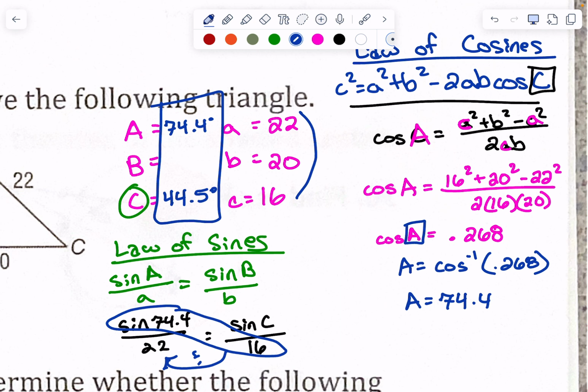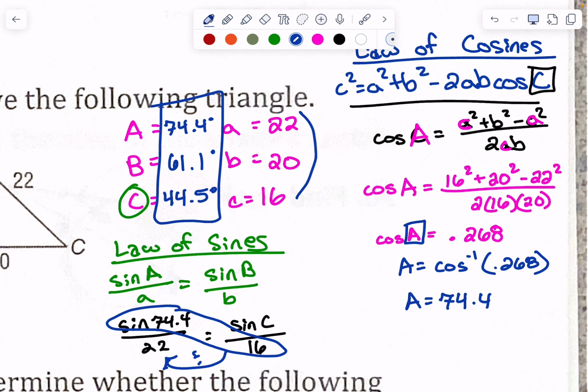So I need to do sine 74.4, close parentheses, times 16 divided by 22. Then you go second sine of that. I got the answer. Okay, 0.999. I told you. I got it. 61.1 degrees. Sounds good to me.